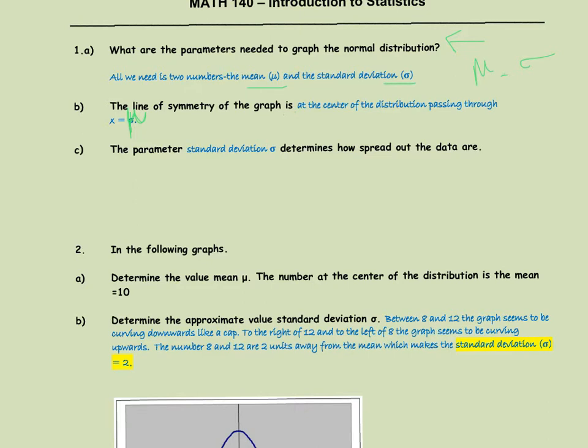The parameter, which is the standard deviation, determines how spread out the data are. So for example, if the data are not very spread out, then the normal distribution looks narrow and tall, the graph looks tall. If it's very spread out, then the normal distribution looks broad and flat. They're all normal distributions, except that here the sigma is way less than the sigma here.